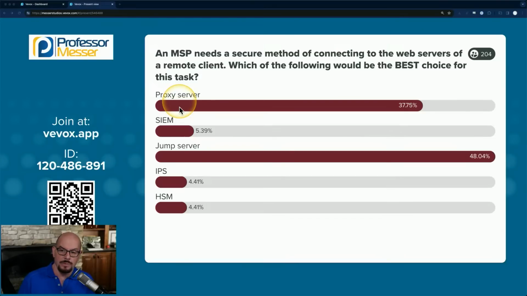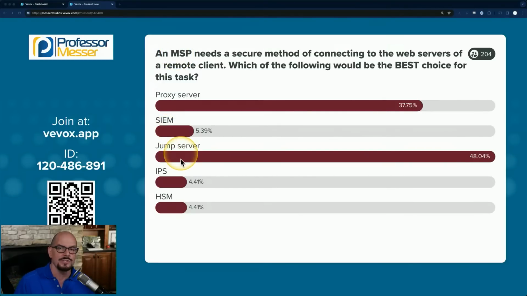And indeed, if you're, for example, connecting to ProfessorMesser.com right now, you're connecting through a proxy. You don't see it, you don't realize it, but there are additional security controls put in place. But you're a user. You're someone who's accessing that service. You're not someone who's administering that service. And an MSP, managed service provider, is someone who is managing those systems. They're not going to use a proxy server.